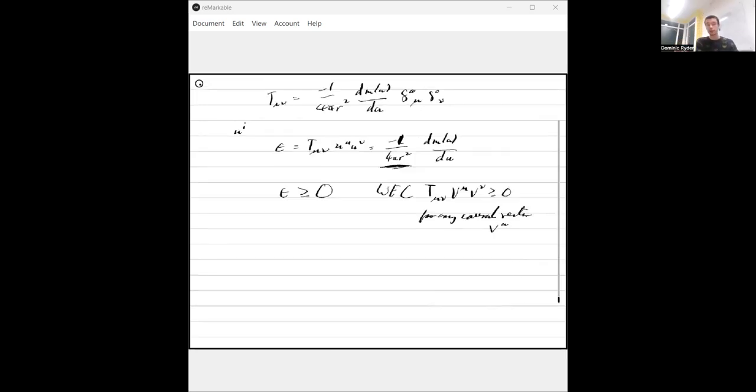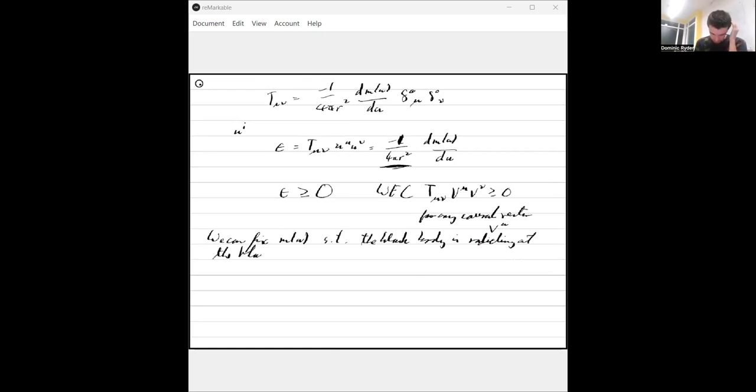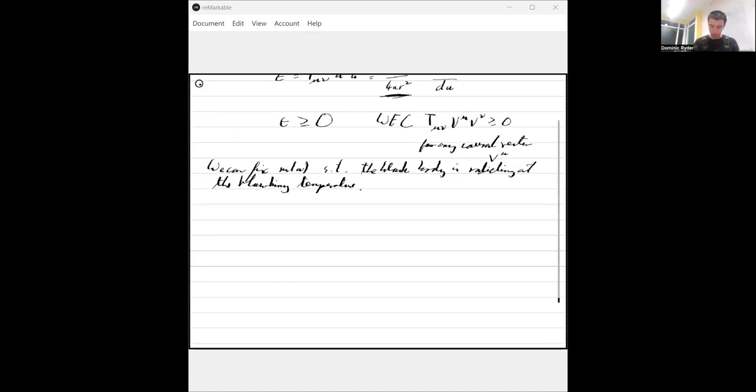So we can fix μ such that it looks like the black body is radiating at the Hawking temperature. So we've got a nice Hawking temperature model of radiation. Can this model black hole radiation? And importantly, it can't. Let's look at why.